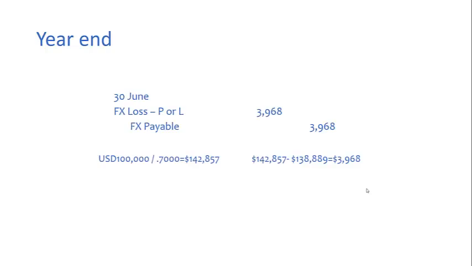rate, and so what we do is on the 30th of June we calculate the value of the foreign currency payable. It's now $142,000, so it's gone up by $3,968, so we credit the foreign currency payable $3,968 and would recognise a foreign currency loss in the statement of profit or loss.